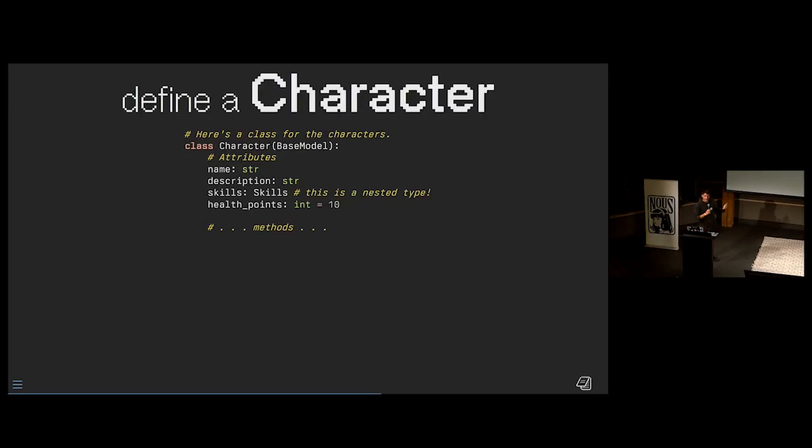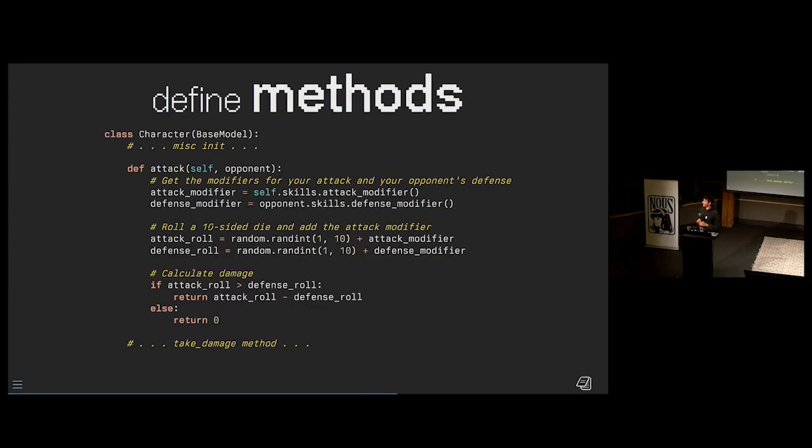So then we can wrap all this up in a character. And a character has a name, description, skills, health points, etc. Name and description are technically unstructured, right? They're just strings. Skills has to be that composite class that we had before. Then we're going to define some additional methods on characters.